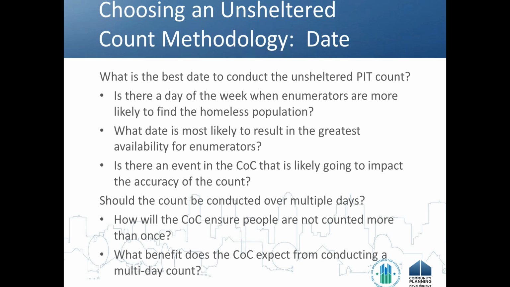But before you make that decision, we really want you to consider what you're going to benefit from a multi-day count. Some COCs have helped us understand youth in particular. A multi-day count can be fantastic for identifying youth, and it's very appropriate. In fact, not just looking at multiple days, but different times that the counts are conducted. Engage your youth community when you're making a decision about whether or not you should do a multi-day count.